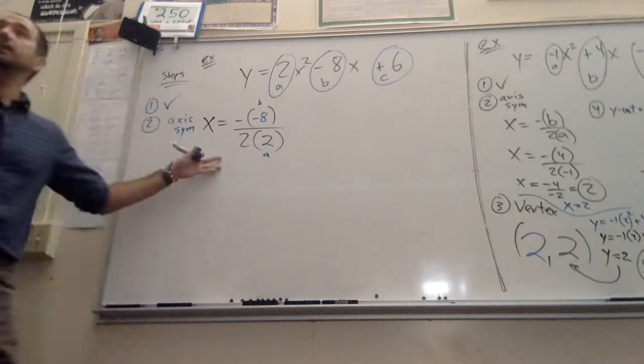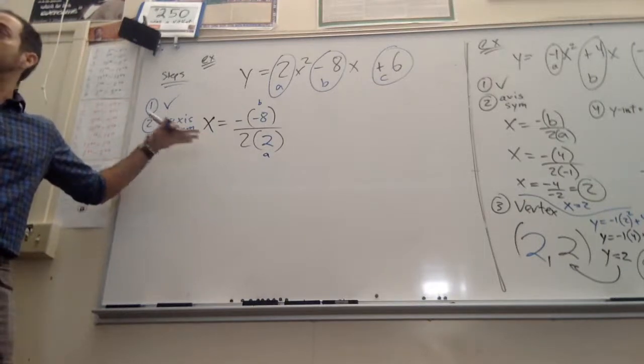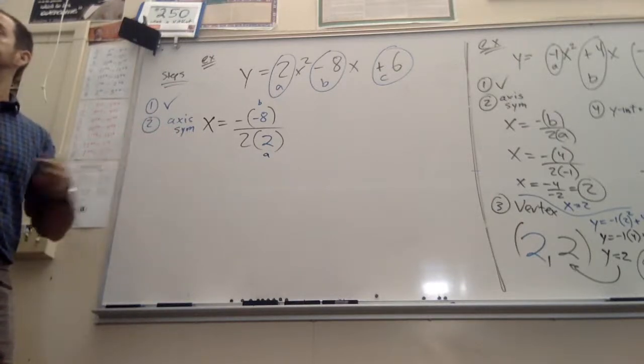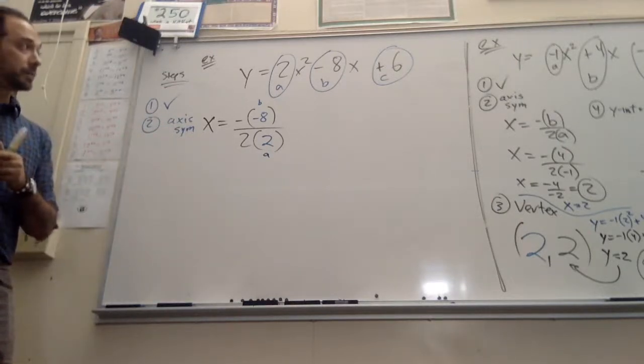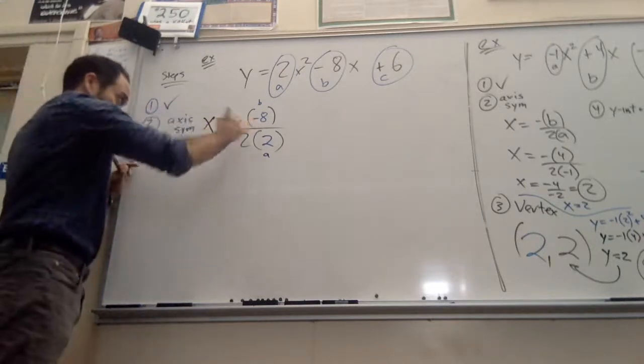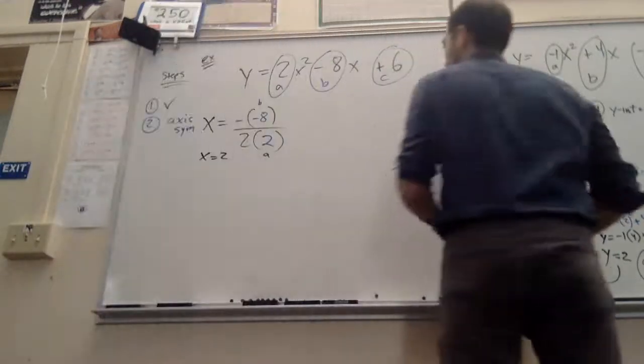This right here, actually, for now, this is the only formula you need to memorize. X is equal to negative B over 2A. So we work this out. This is going to end up being positive 8. That's 4. So we got X is equal to 2.